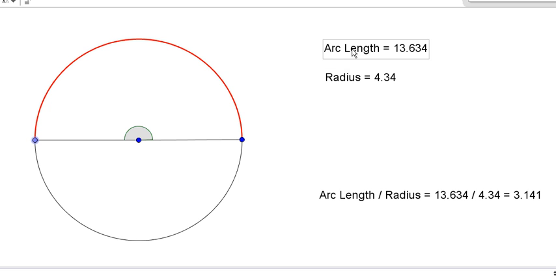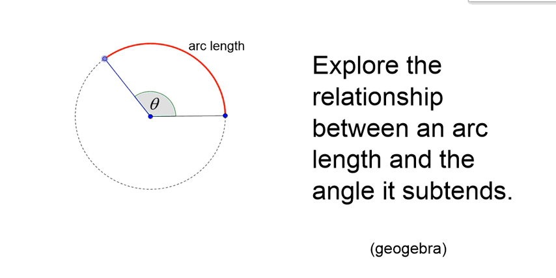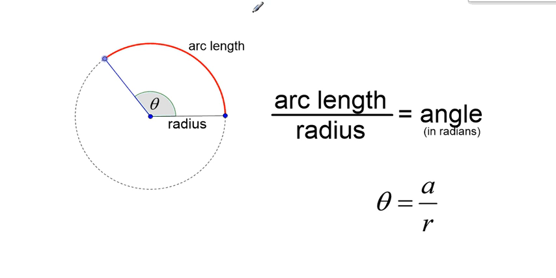So really, this calculation, arc length divided by radius, is telling me how many radius lines fit into that arc length, which is actually telling me the radian measure of that angle, because that's what radian measures. A radian angle measures how many radius lengths you can fit into the arc length of that angle. So this calculation, arc length divided by radius, is what we need for this particular video.